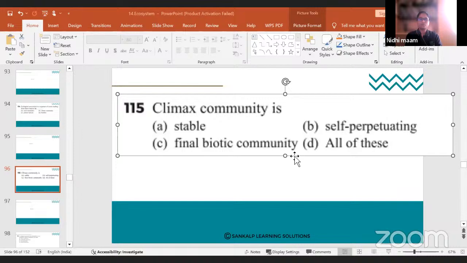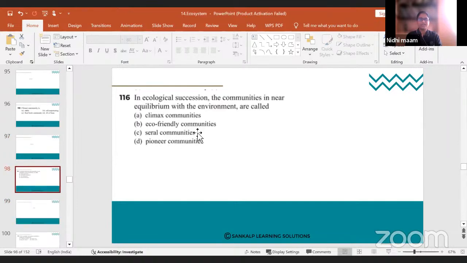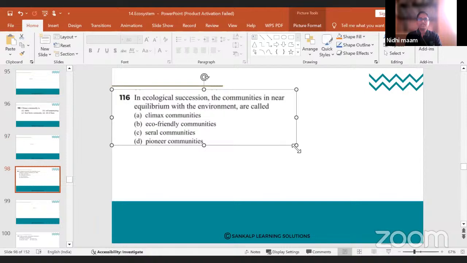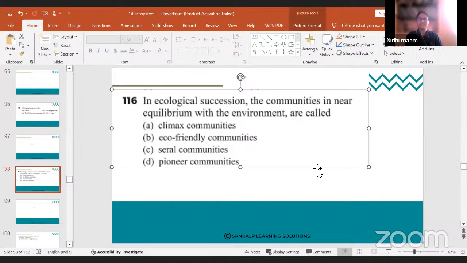Okay. So most of you voted for option D, that is all of these. The right answer is option D. Next question. In ecological succession, the communities in near equilibrium with the environment are called what?